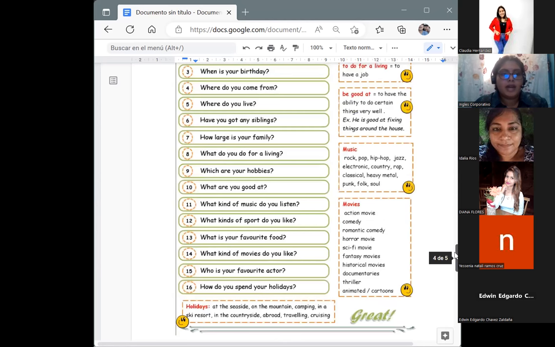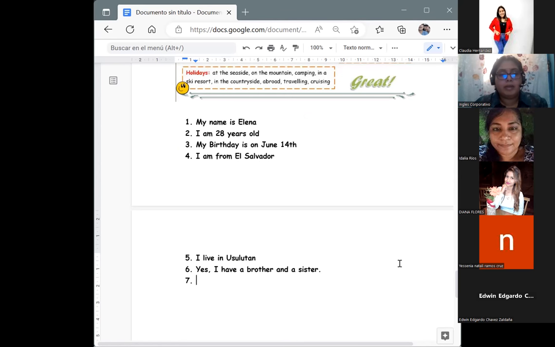Number seven, how large is your family? ¿Qué tan grande mi familia? Is really, really short or is small? My family is, but they have problems.